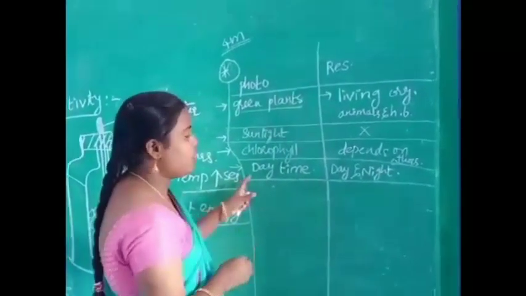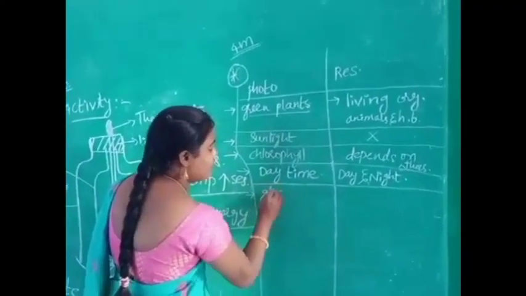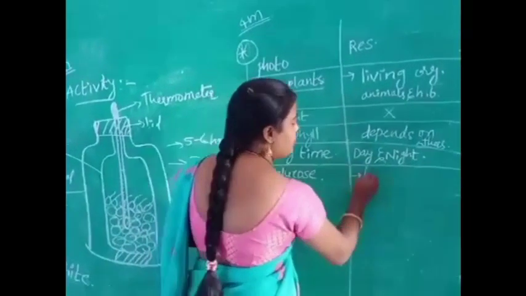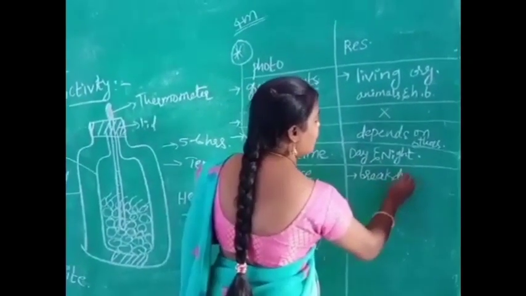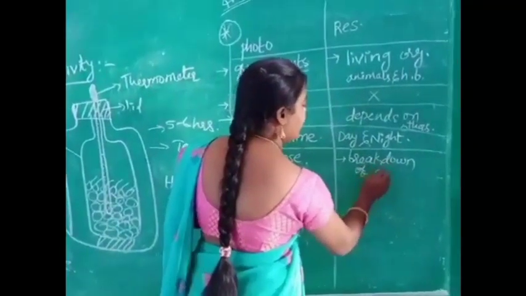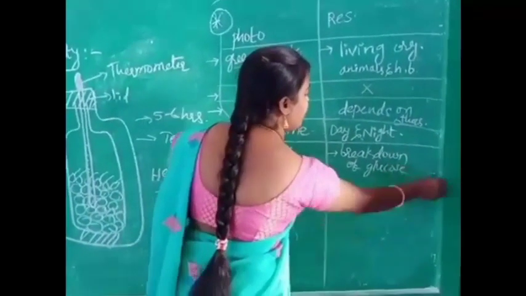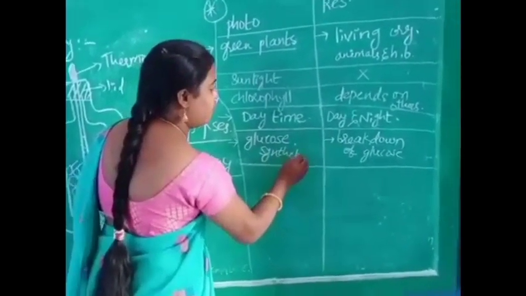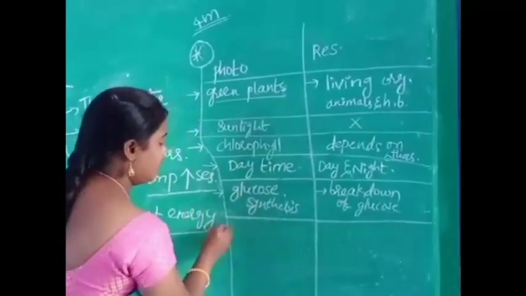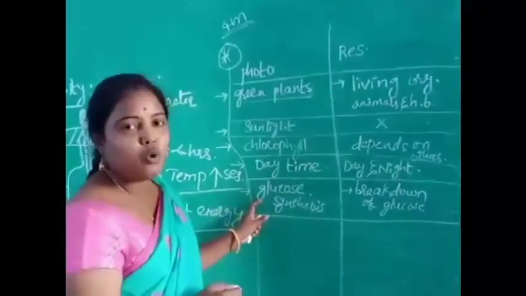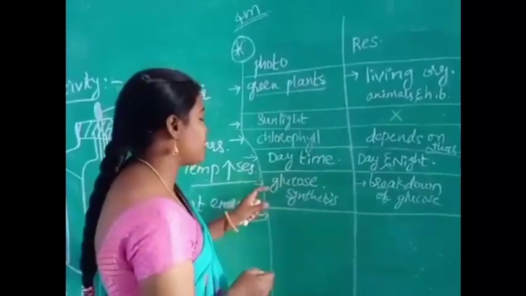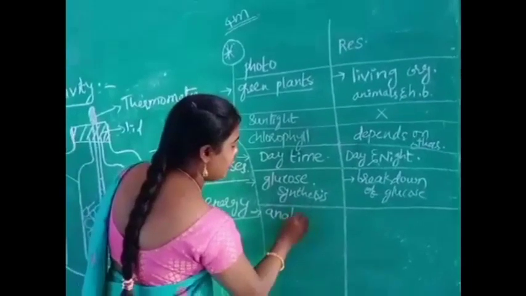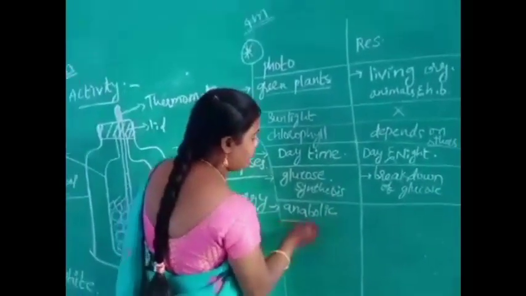In this process, the synthesis of glucose molecules takes place, but in this process, breakdown of glucose molecules takes place. Here synthesis of glucose molecules takes place. That's why this process is called anabolic process.